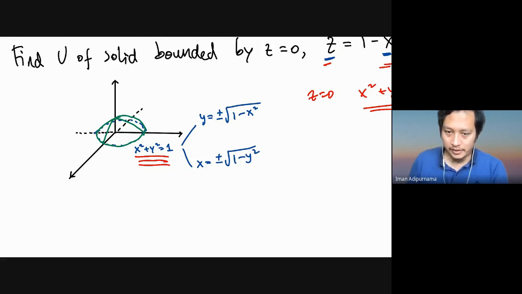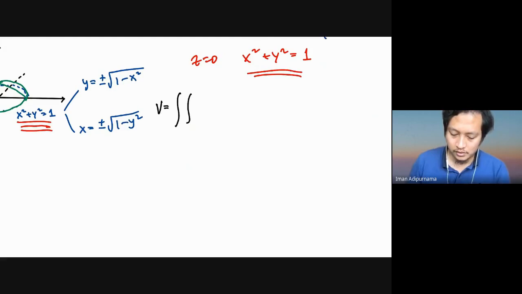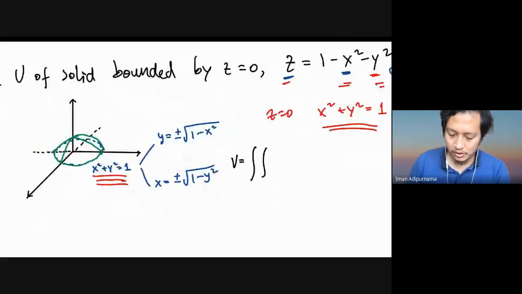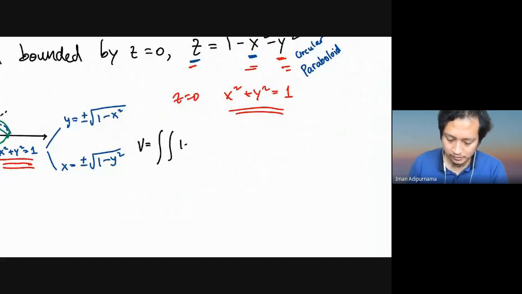Okay, then we can try to evaluate. The volume will be from 0 to z equal this paraboloid. So the paraboloid itself is our function.